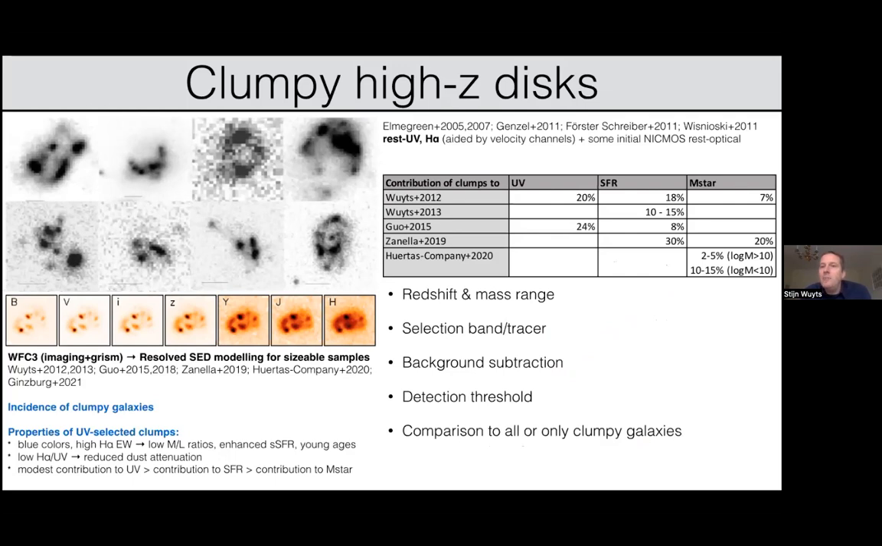We can compare some of these contributions quantified in different papers from the literature, illustrating the trend I described, but also illustrating variations between these different results. And that can be, upon a closer look, attributed to sample differences spanning a different redshift or mass range, the selection band or tracer, H alpha or UV, that's used to identify the clumps, but also technical aspects, whether or not and how the underlying diffuse component was subtracted in identifying and measuring the clump properties, and down to which detection threshold clumps were identified. And obviously, these contributions also differ when one compares relative to the overall star-forming galaxy population or just to the UV light or the star formation rate in clumpy disks.